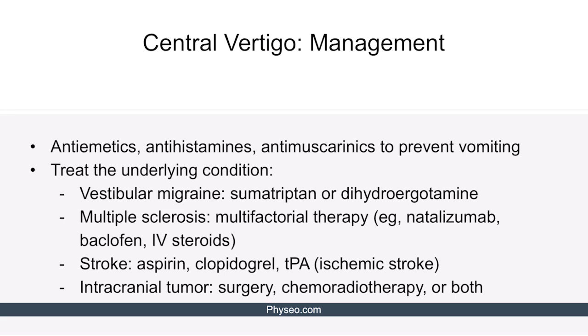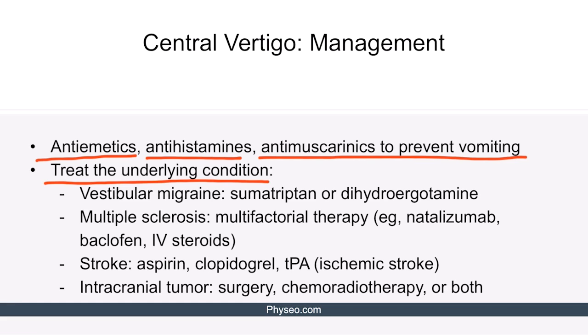Management of central vertigo includes antiemetic agents, antihistamines, or antimuscarinics to prevent vertigo-associated nausea and vomiting. Otherwise, we should treat the underlying condition. For example, vestibular migraine can be treated with sumatriptan or dihydroergotamine.